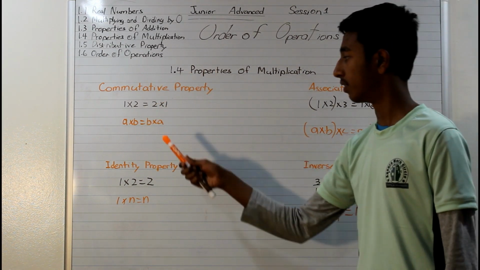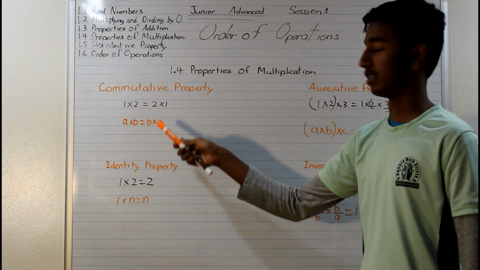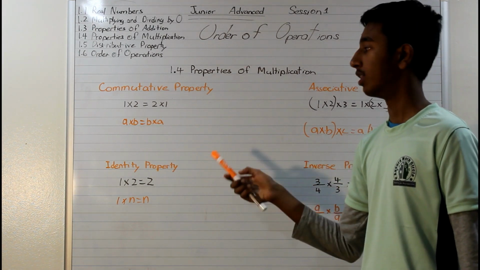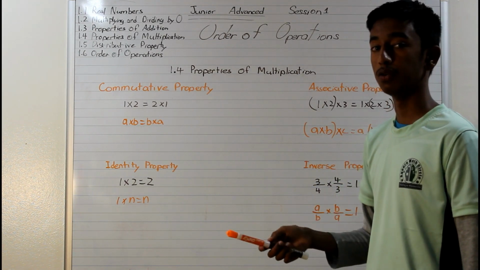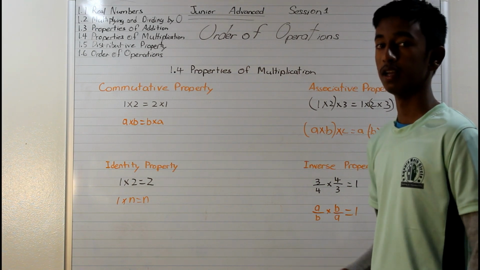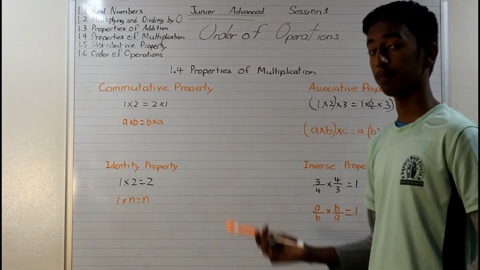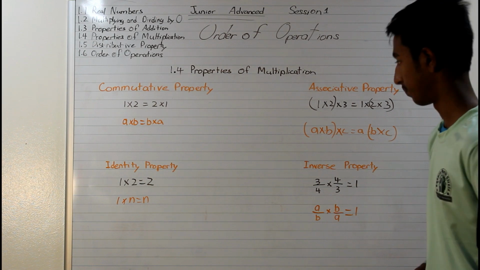The commutative, a times b is the same thing as b times a. Therefore, 1 times 2 is the same thing as 2 times 1. The order does not matter. You can multiply in any order that you want.